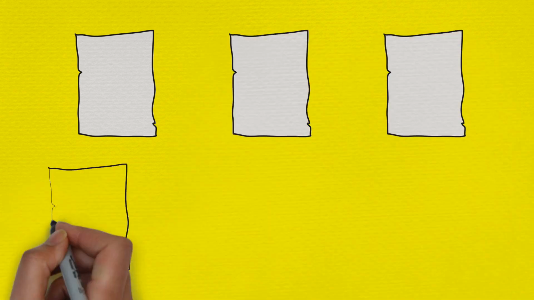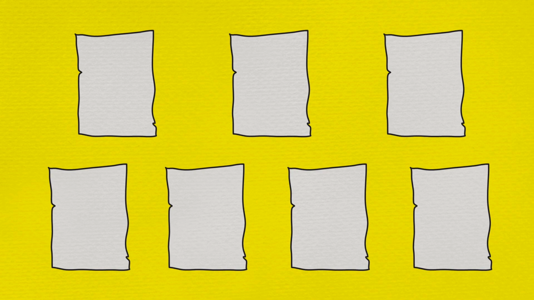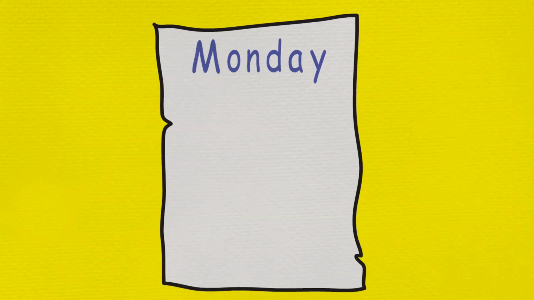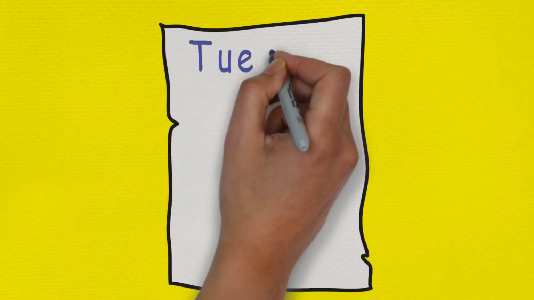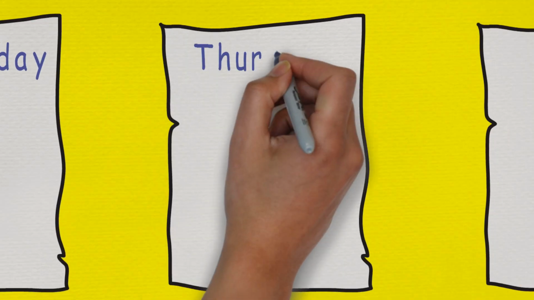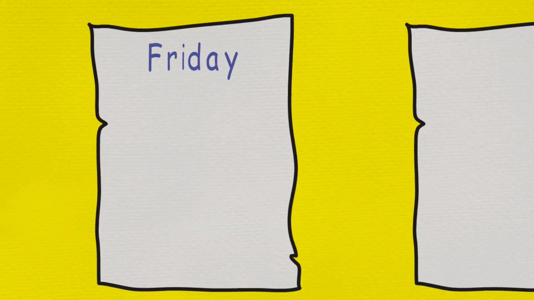They found 7 sheets of paper for the 7 days of the week. At the top of each page, they wrote the days in order: Sunday, Monday, Tuesday, Wednesday, Thursday, Friday, and Saturday.